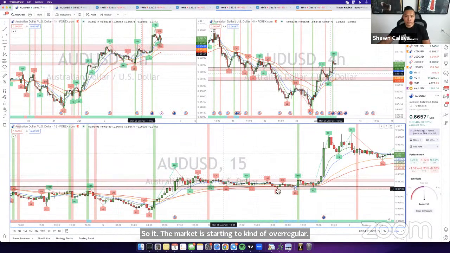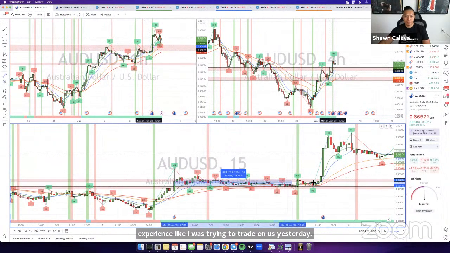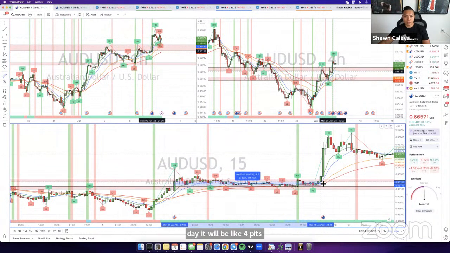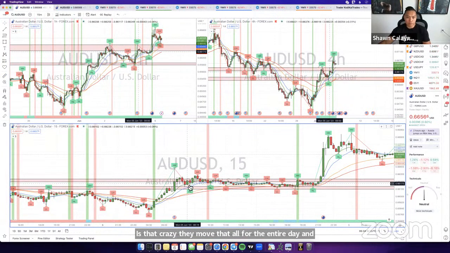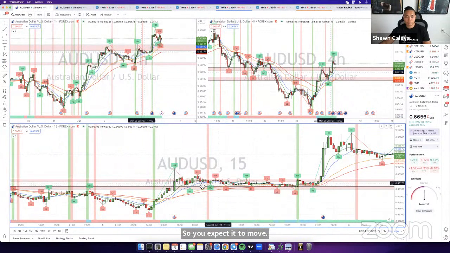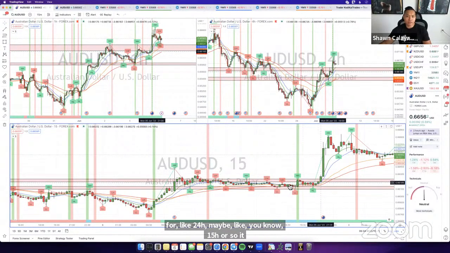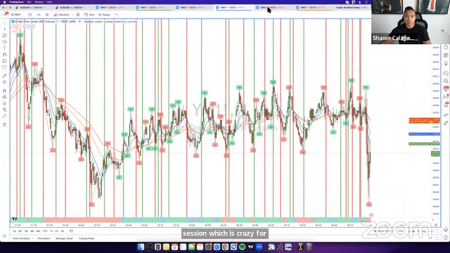If you guys look at Forex pairs, like I was trying to trade AUD USD yesterday. If you look at AUD USD yesterday, for the entire day, it moved like 4 pips. Isn't that crazy? It didn't move at all for the entire day. And AUD USD is a major pair, so you expect it to move. But for the entire day of Monday, from like 7 o'clock up until midnight, maybe 15 hours or so, it literally just went sideways 14 pips for the entire US session, which is crazy for a Forex pair, but that's normal for summer conditions.